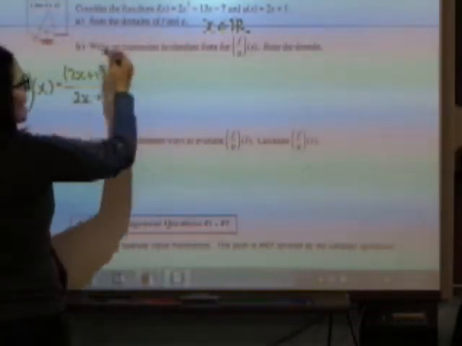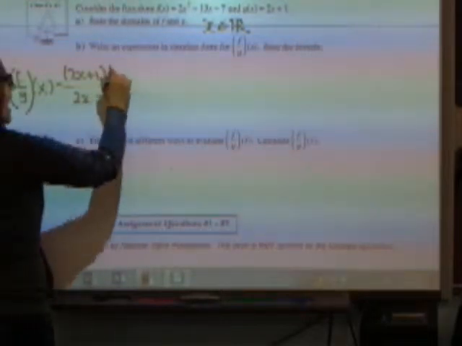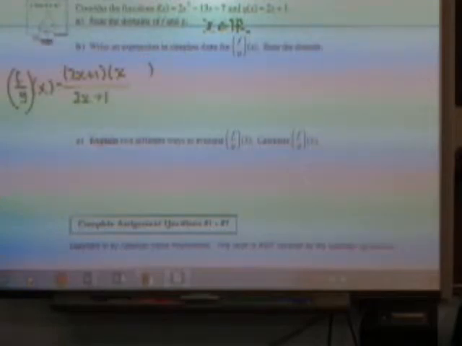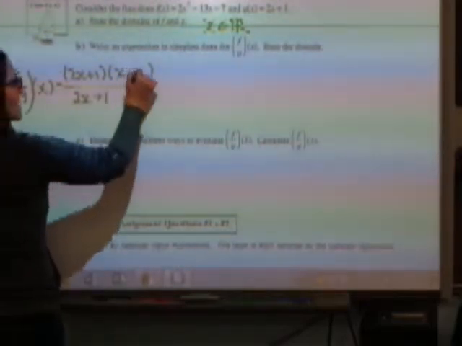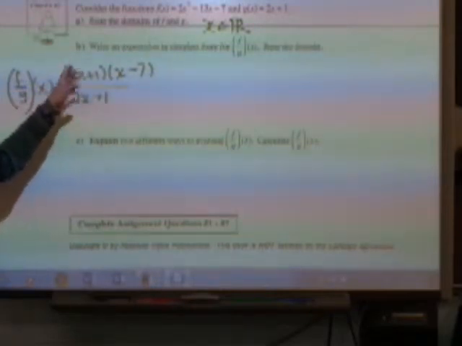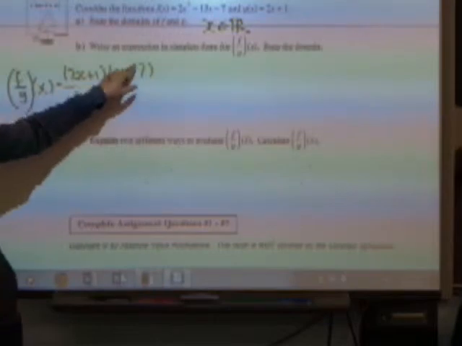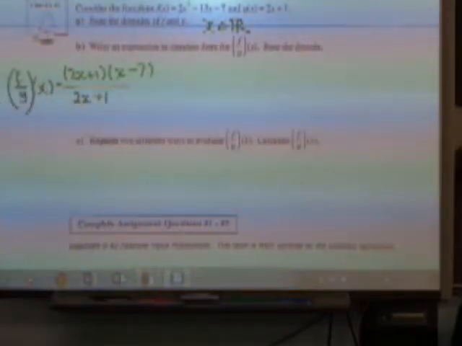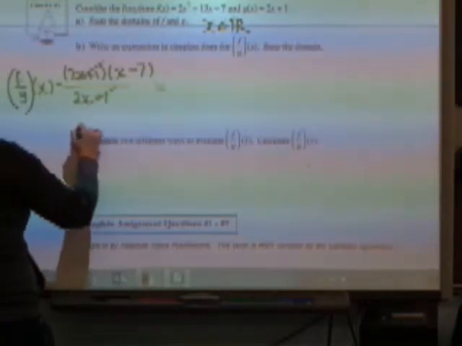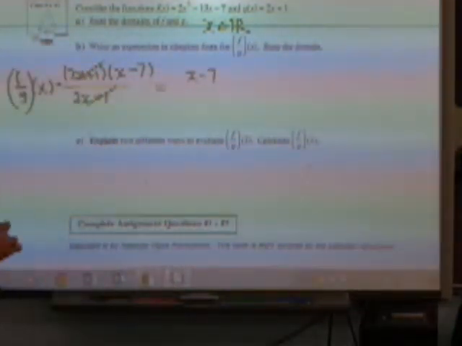So what do I multiply by 2x to get 2x squared? X. And what am I going to have to multiply by 1 to get negative 7? Negative 7. And then I can do a quick double check with my outside and my inside because that gives me my middle term. Negative 14 plus 1 gives me my negative 13. So if I cancel out my common factors, I'm left with an x minus 7.